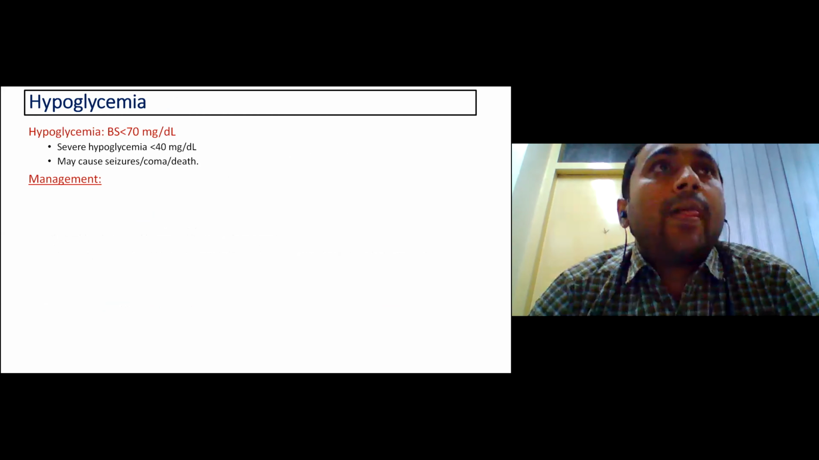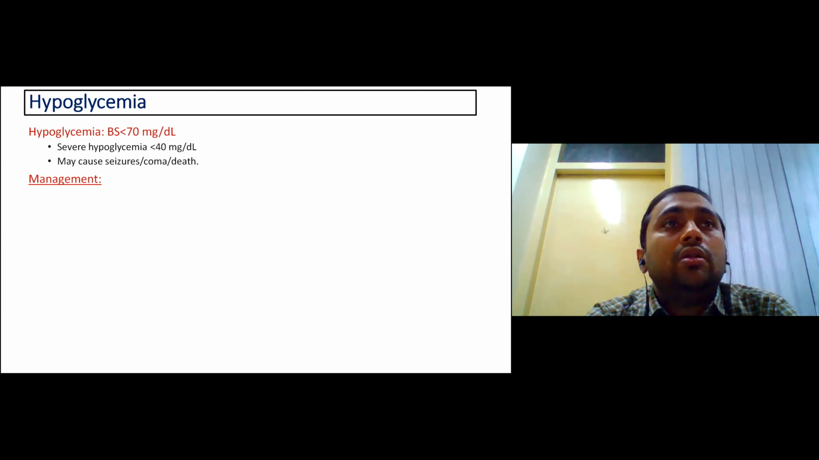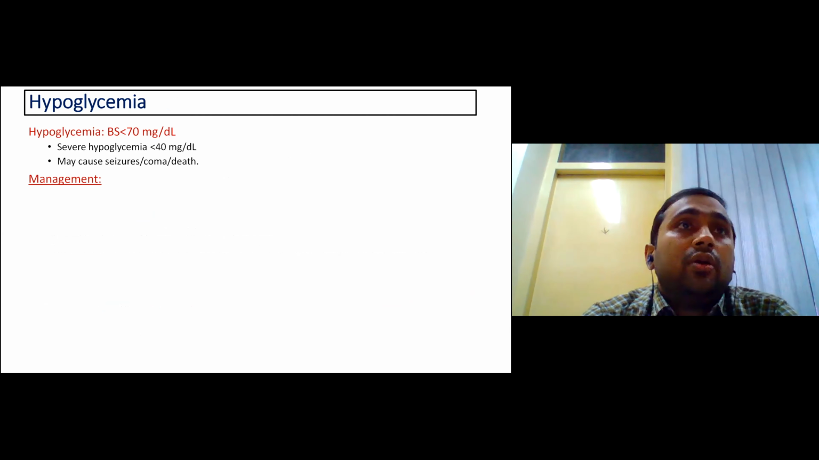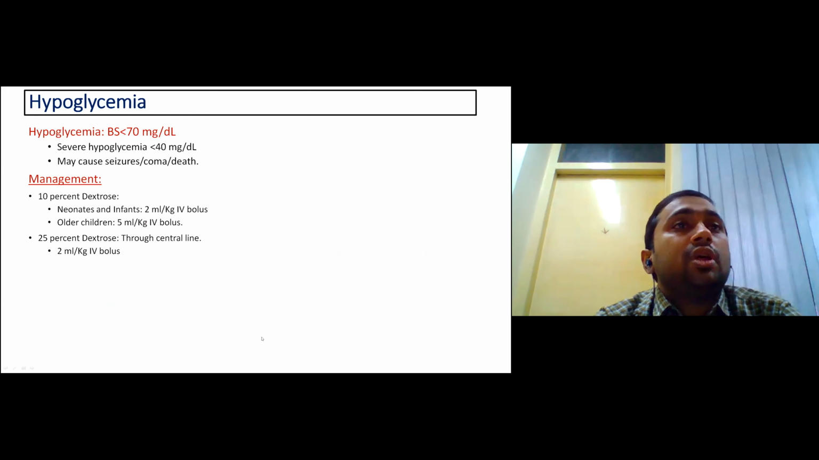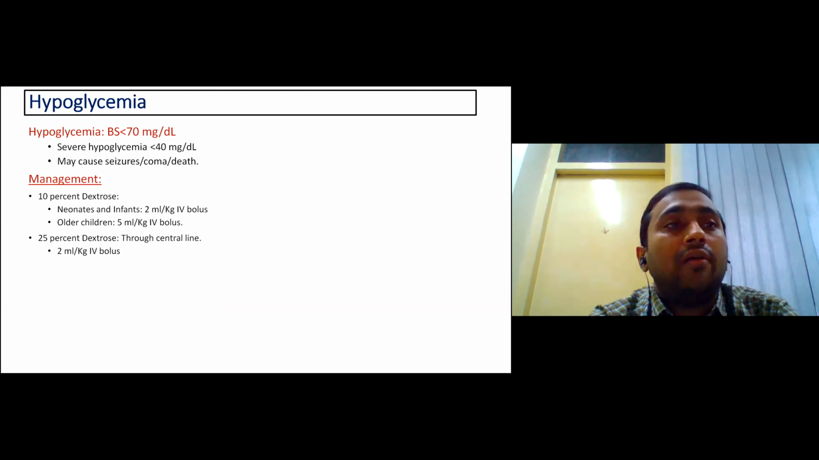Now hypoglycemia. Hypoglycemia is defined as blood sugar less than 70 milligram per deciliter. Severe hypoglycemia is less than 40 milligram per deciliter, and this may cause even seizure, coma, or death. Management wise, we use 10% dextrose. It can be used through peripheral lines. In neonates and infants, the dose is 2 ml per kg IV bolus, and in older children it is 5 ml per kg IV bolus. The 25% dextrose, the higher concentration, should be given only through a central line, and the dose is 1 to 2 ml per kg IV as a bolus.